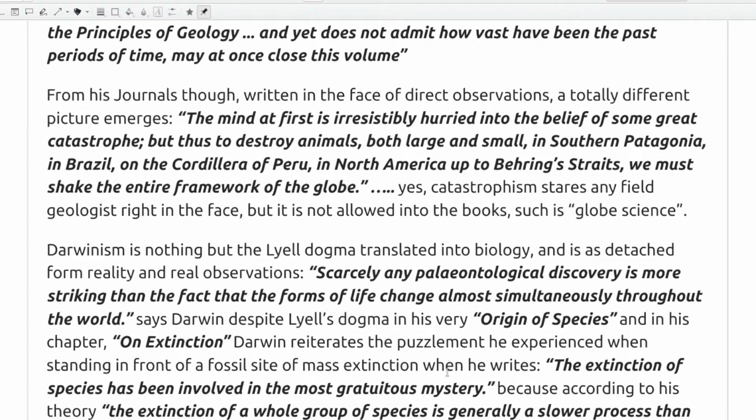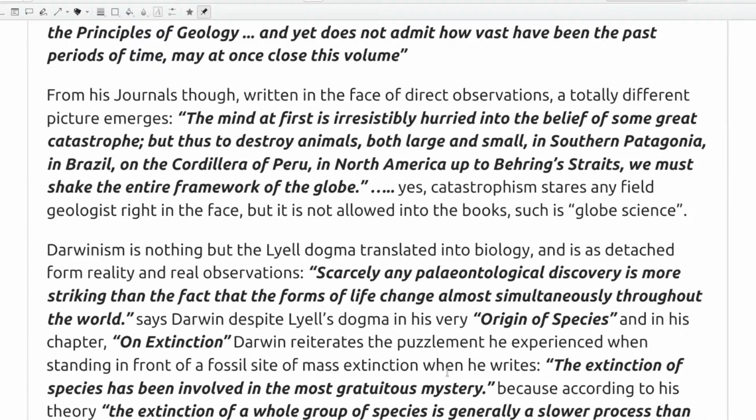"The mind at first is irresistibly hurried into belief of some great catastrophe, but thus to destroy animals, both large and small, in southern Patagonia, in Brazil, on the Cordillera of Peru, in North America, up to the Bering Straits, we must shake the entire framework of the globe." Yet catastrophism stares any field geologist right in the face, but it is not allowed into the books. Such is, quote-unquote, globe science.